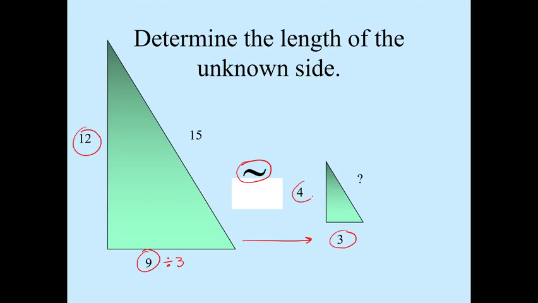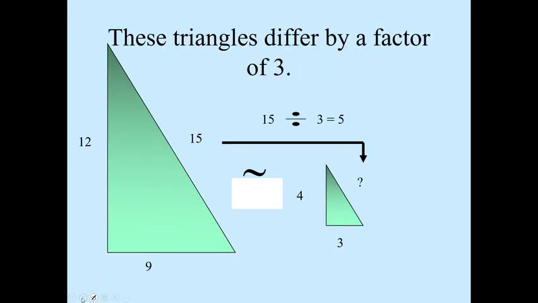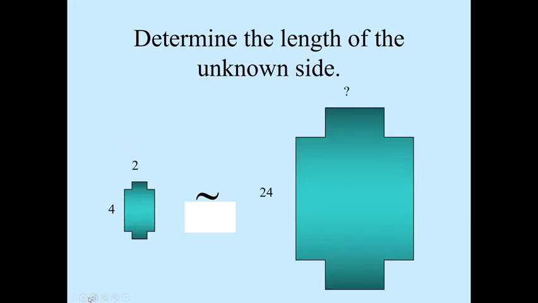12 to 4, how did I get from 12 to 4? Divide by 3. So what can I do with 15? Well, the other sides were divisible by 3, so let's divide this. So we should get a 5. And that's what it's showing in here, that this side is actually 5, and we determined that on the other page. All right, let's take a look at this one.